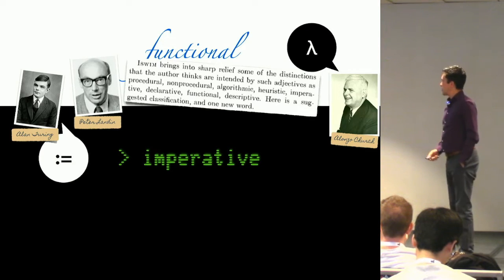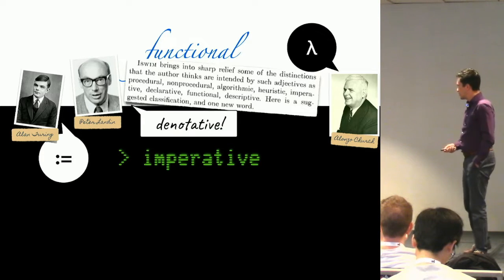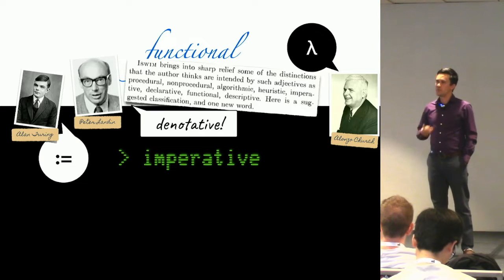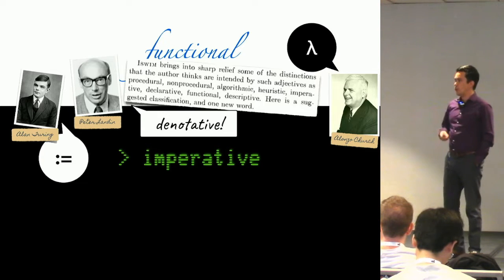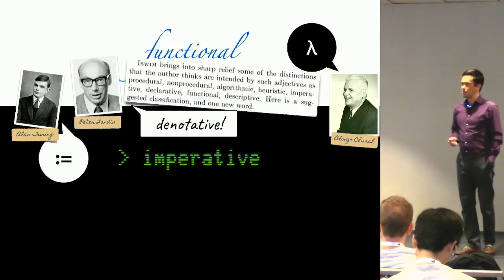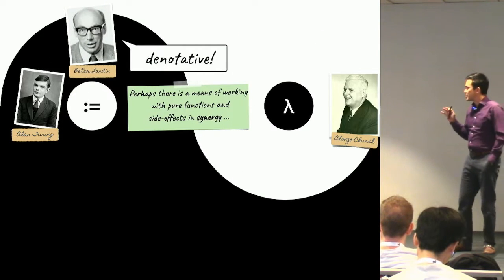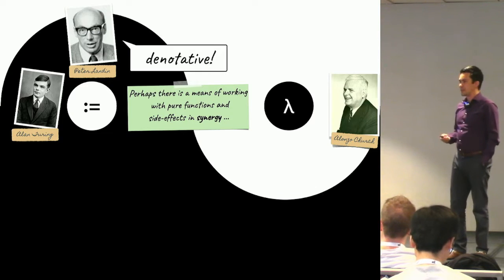Here's a suggested classification and a new word. So the new word that he thinks classifies all of these different paradigms is denotative. He thinks that denotative semantics should be the way that we think about programming languages, whether they be imperative or functional. That's the kind of system that we want. So it's not so much about having a separation, but maybe some kind of synergy between side effects and pure functions, and understanding that synergy in detail.